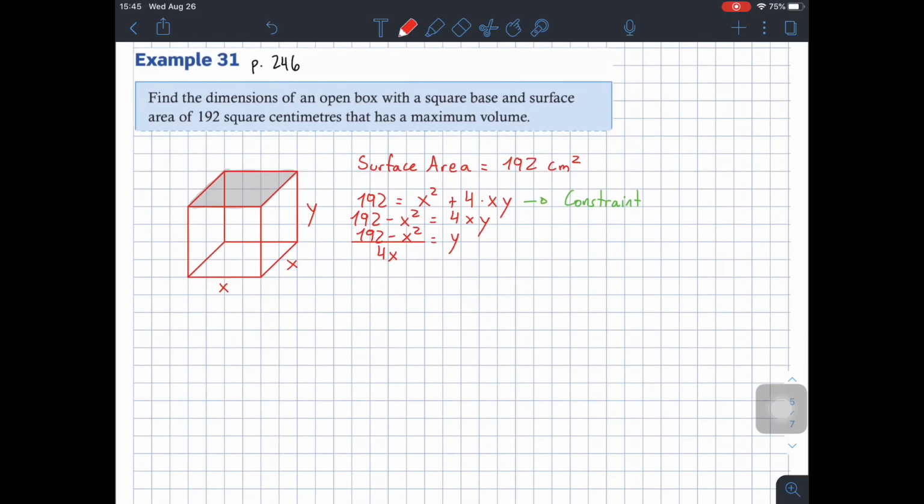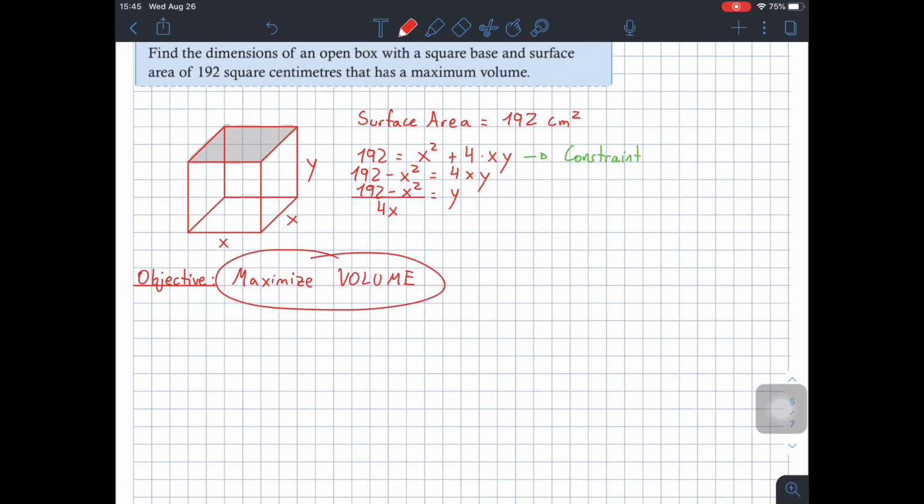Now, our objective, let me write this here, objective, is to maximize volume, right? So maximize volume in this case. Okay, so once we have written our objective, we need to write this into a mathematical expression, right? How do we calculate the volume of this box? Remember the formula for volume? It's area of the base times the height of the box, okay? So area of the base times height of the box.